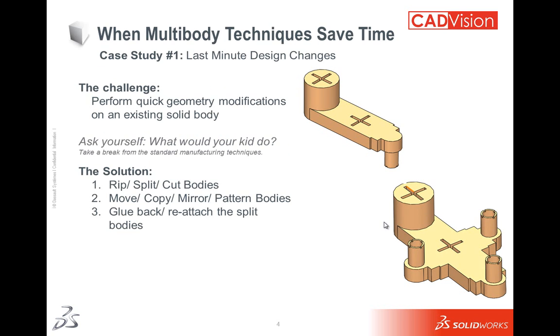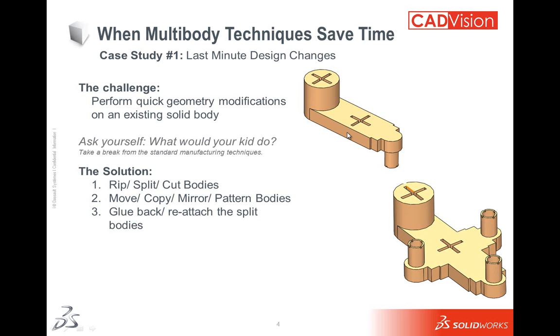First thing is last minute design changes. For example, say we have this part at the very beginning, our design is like this, but at the very last minute we find that our design should be like this. When we want to change from this design to this design, there are many ways to do it. If you are not familiar with multi-body techniques, most probably you will redo this part and add this part and this part. If you are familiar with multi-body techniques, you will do it a different way. Just imagine you ask a kid to do it. How will the kid react? Actually very simple. The kid will take a knife, chop this part off, turn it, and glue it back, and then you get this shape.